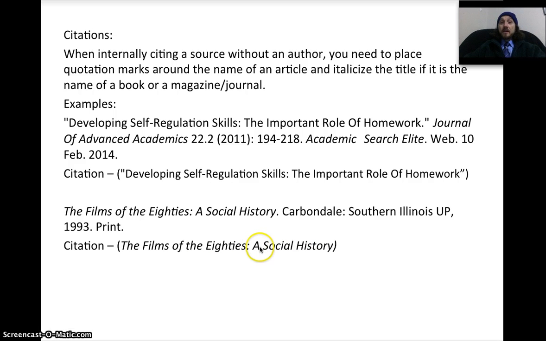But either way, you're not going to have the title alone. It's either going to have quotes around it because it's the name of an article, or it's going to be italicized or have a line under it because it's the name of a book or a magazine.